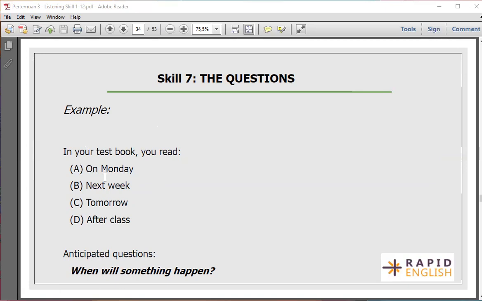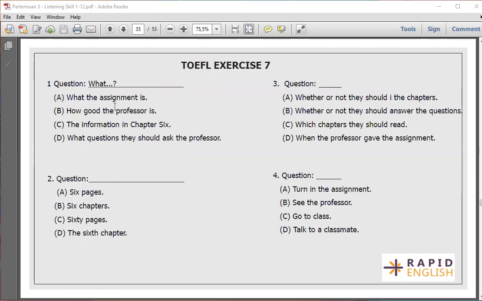Kalau ini ya pasti nanyain waktu. Gitu. Nah, what about number 2? Pages, berarti what kan? Whether, which ya, bisa what. Turn, instruction ya. What to do ya, apa yang harus kita lakukan, belok kanan, go straight gitu ya.